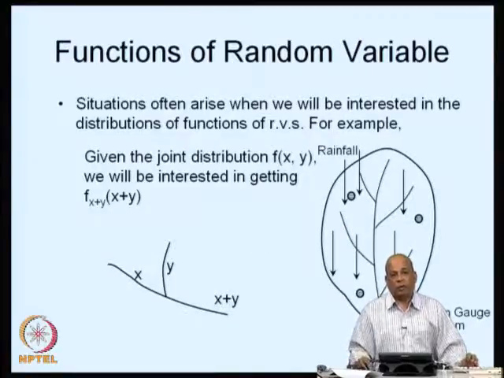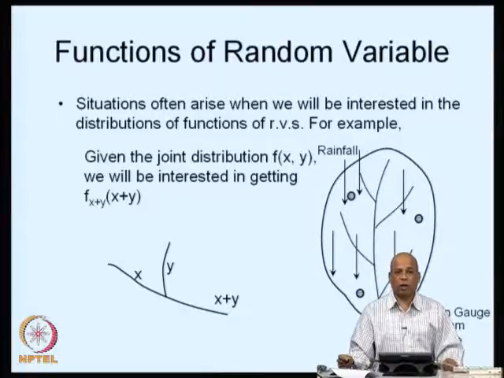So, the independence assumption always implies that the joint density of the two random variables, f of x comma y, is equal to the product of the marginal densities, g of x into h of y. I am sorry. So, f of x comma y must be equal to g of x into h of y.